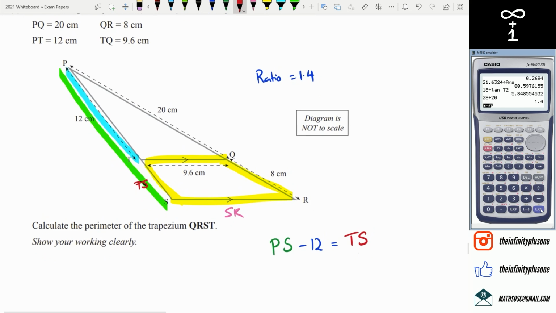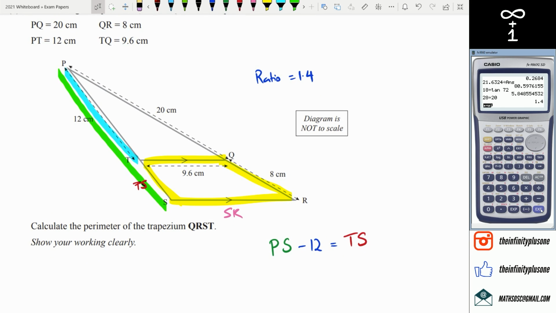Now to work out what PS is, I can say that it's 12 times 1.4. So 12 times 1.4 minus 12 is going to give me the length of TS. So 12 times 1.4 minus 12 gives me 4.8. So TS is equal to 4.8 centimeters, which I'm going to write down here.